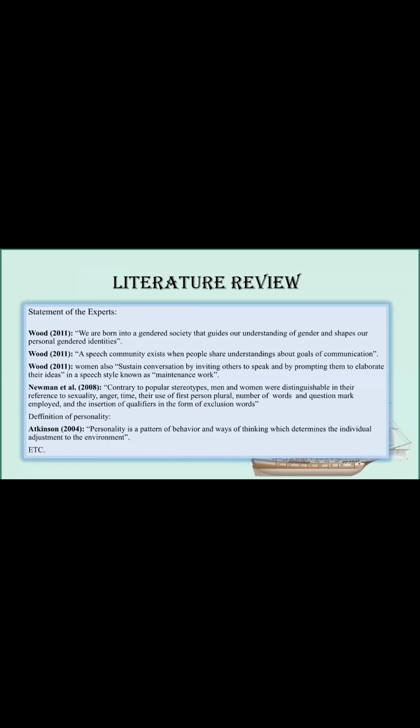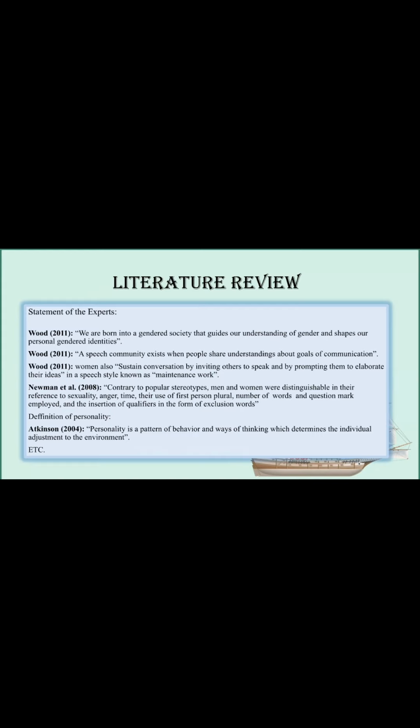Literature review. Diverse perception of communication begin before the ability to speak. As young children observing the action of others which help them to identify who they are, Wood 2011 states that we are born into a gender society that guides us to understanding of gender and shape our personal gender identities. At young ages, children will begin to form ideas about who they are by observing the society.